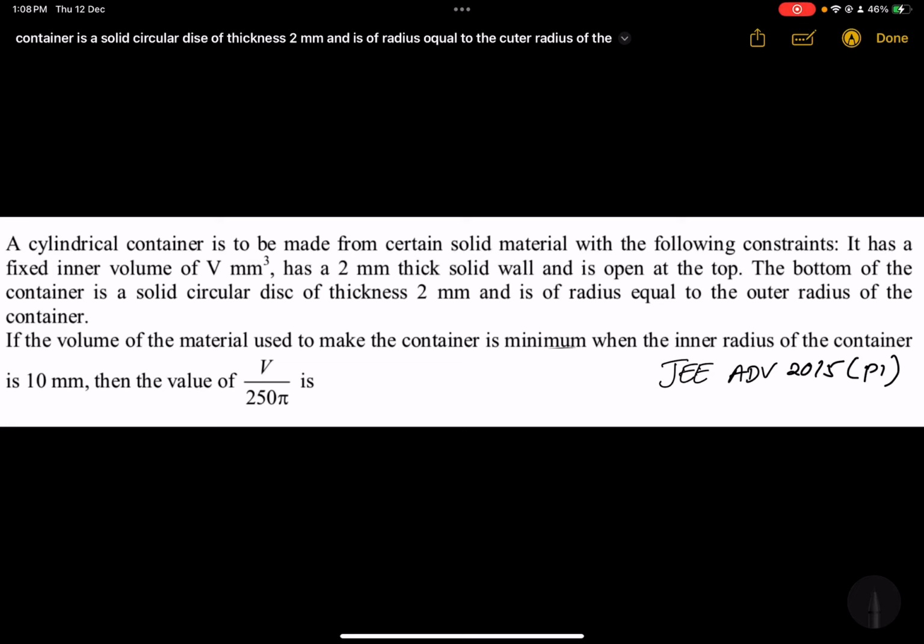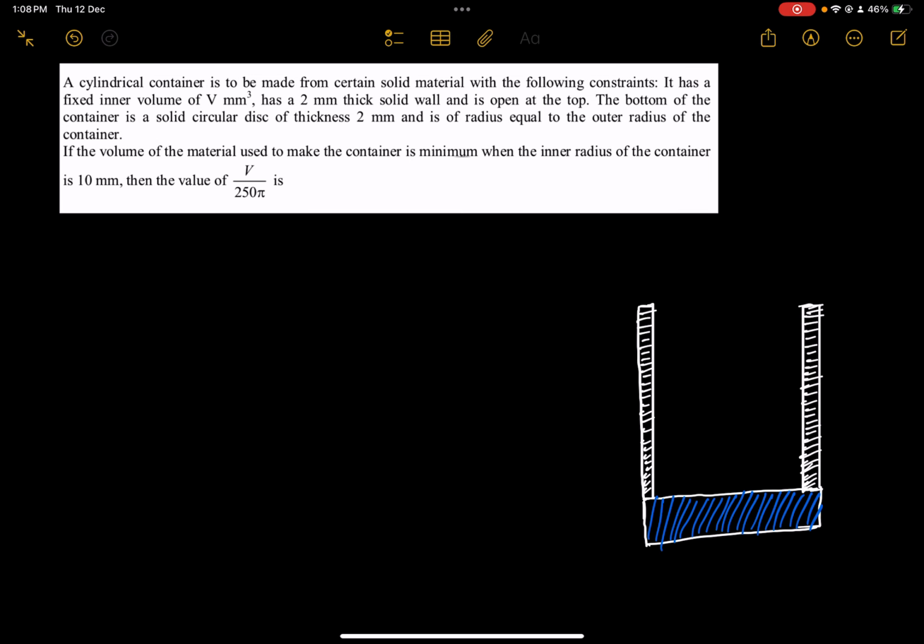Hi, this question appeared in JEE Advanced 2015 in its first paper. Basically, it is an integer type question and it is from the topic Maxima and Minima. So let us go ahead and solve this question. But before we do that, I would strongly recommend each one of you to pause this video at this moment and give this question a try.